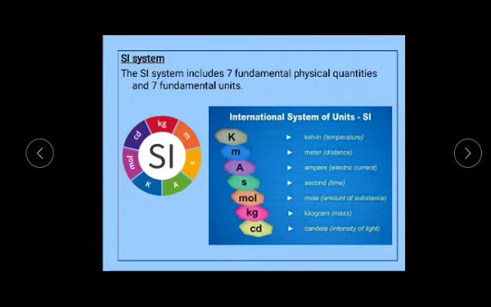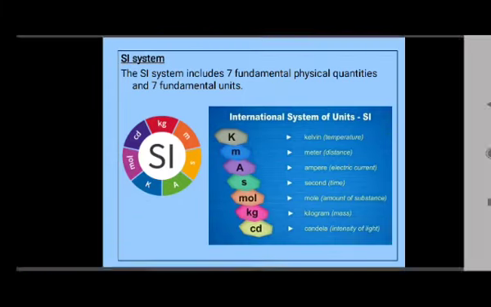Capital K for Kelvin, small m for meter, capital A is for ampere, small s is second, mol is for mole, kg kilogram, cd that is candela. So these seven fundamental units are included in SI system. Try to remember these. It is very important. You can expect a question here. Write 7 fundamental units of SI system.